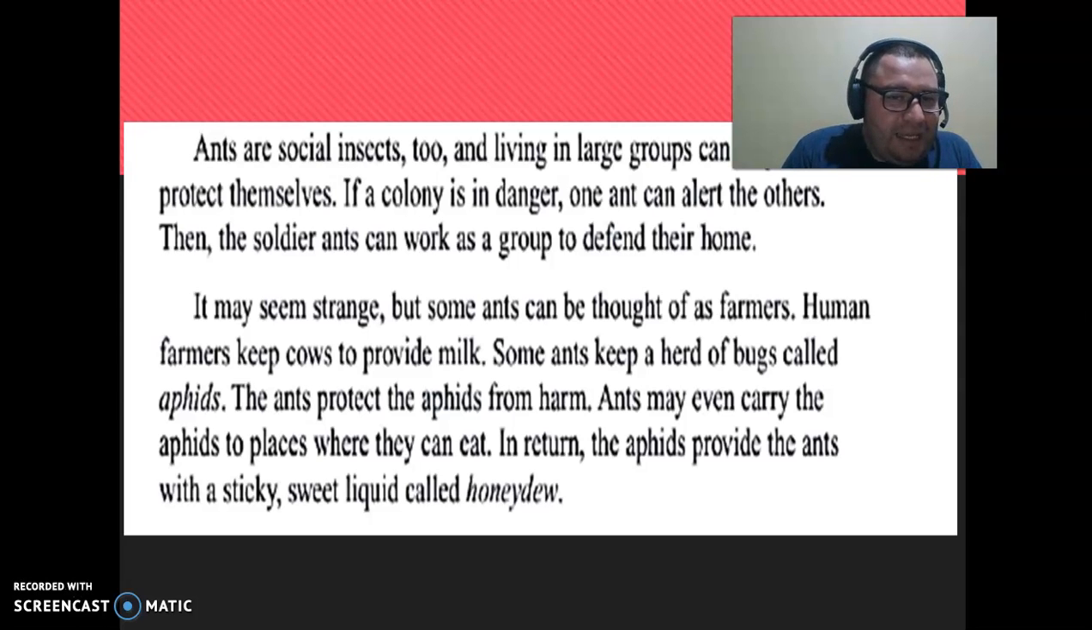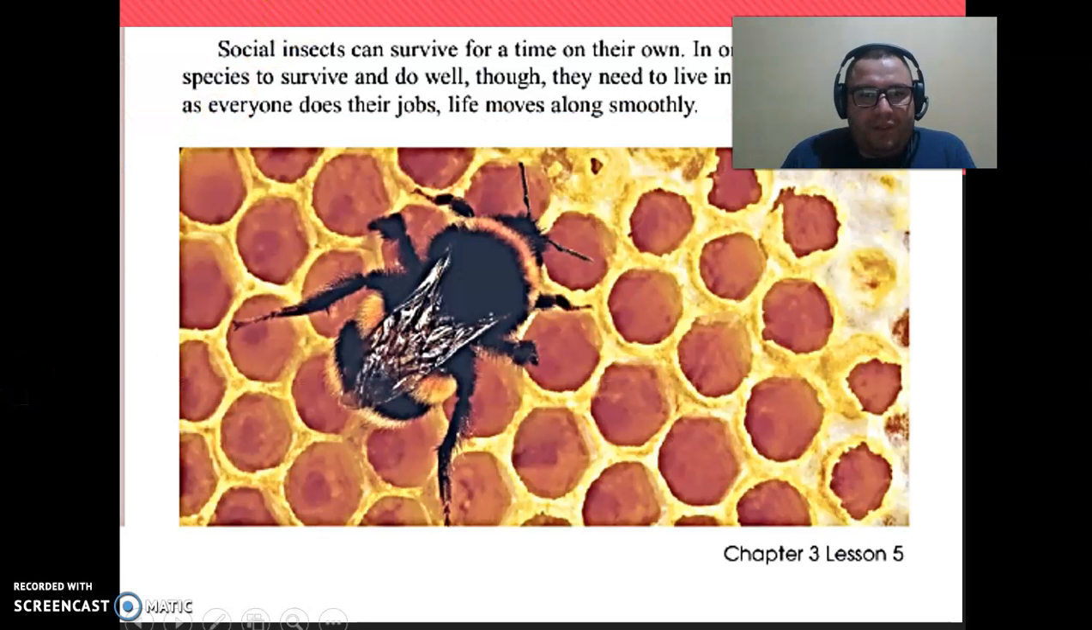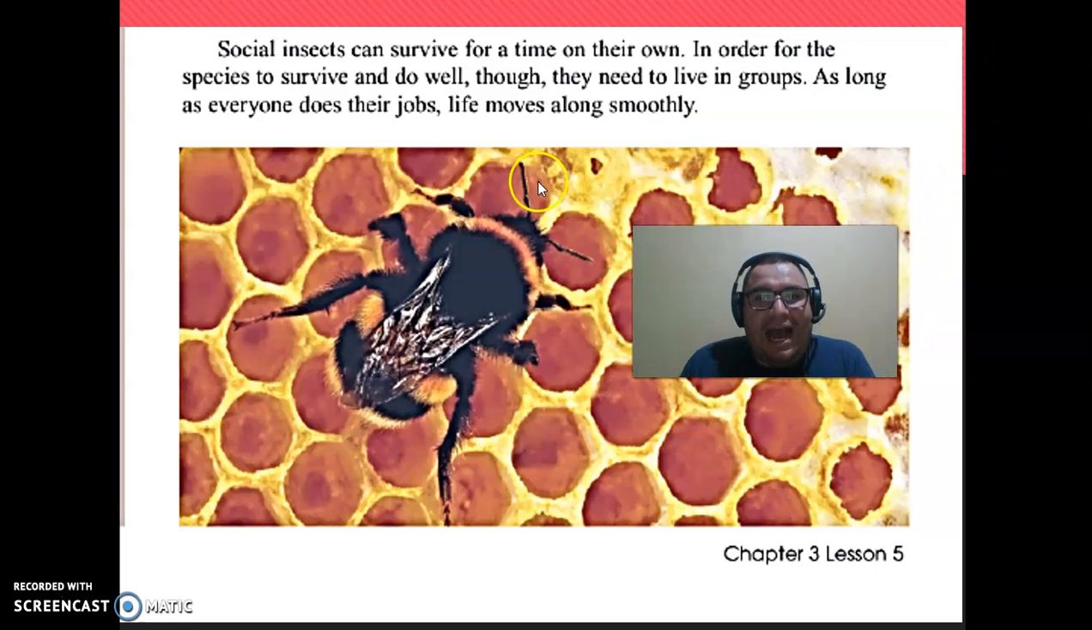Human farmers keep cows to provide milk. So the comparison about ants and humans as farmers is that they do similar activities, right? Some ants keep a herd of bugs called aphids, and the ants protect the aphids from harm. Ants may even carry the aphids to places where they can eat and return. The aphids provide the ants with a sticky sweet liquid called honeydew. So the ants make an important process like the bees.